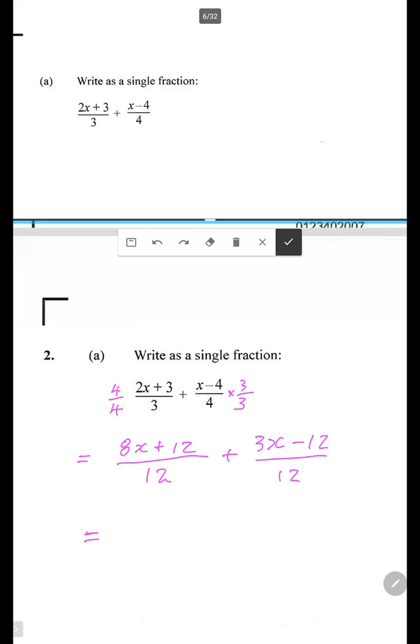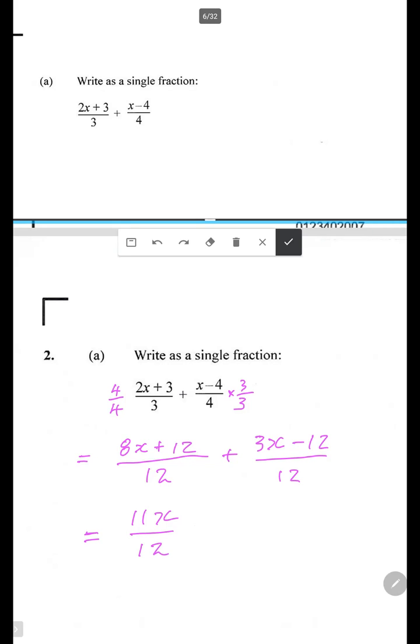And so basically the 8x and the 3x is 11x. This becomes 12 and negative 12. That's what happens. 12 and negative 12 is 0, and you're dividing that by the common denominator of 12.